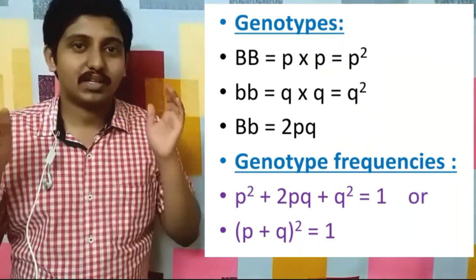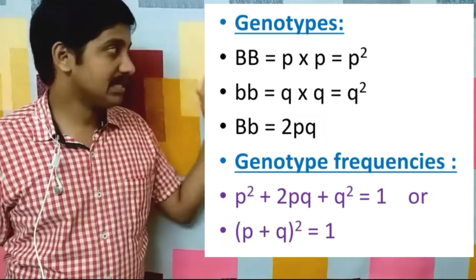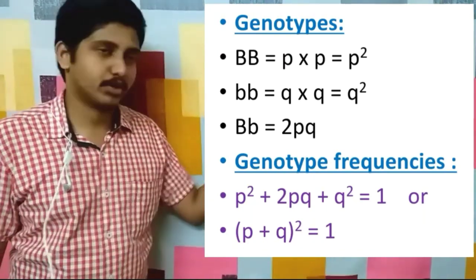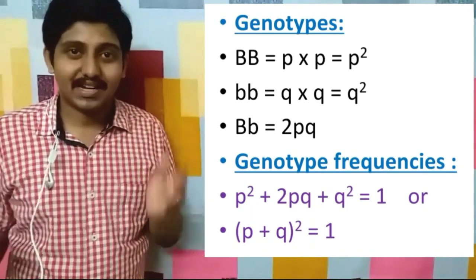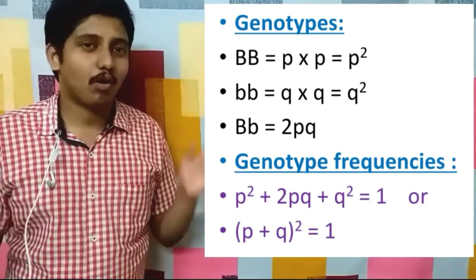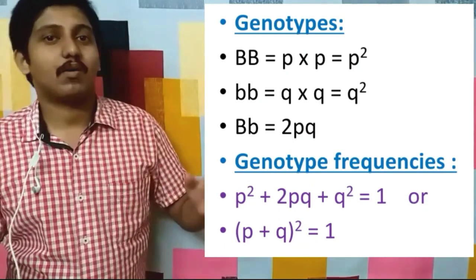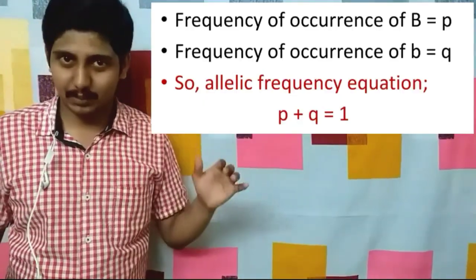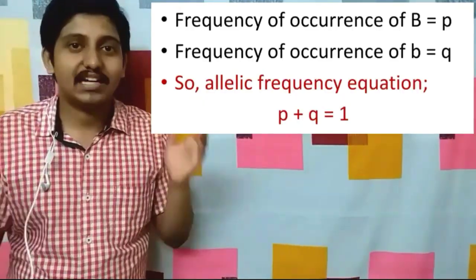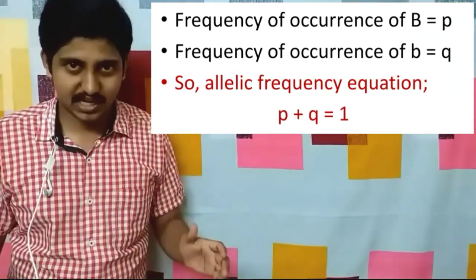So, what will be the total formula? P square plus 2PQ plus Q square equal to 1. Okay, that's otherwise P plus Q the whole square equal to 1, or P plus Q equal to 1, which favors our initial result of Hardy-Weinberg principle. That is, the sum of allelic frequency is always a constant.